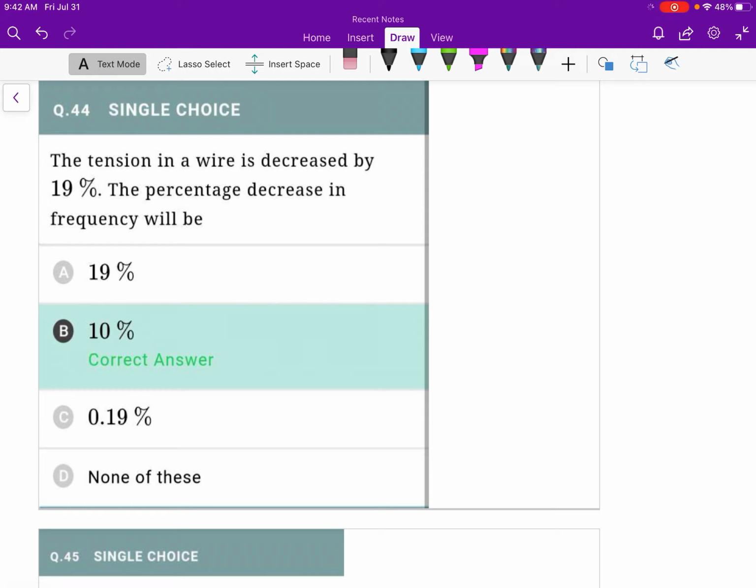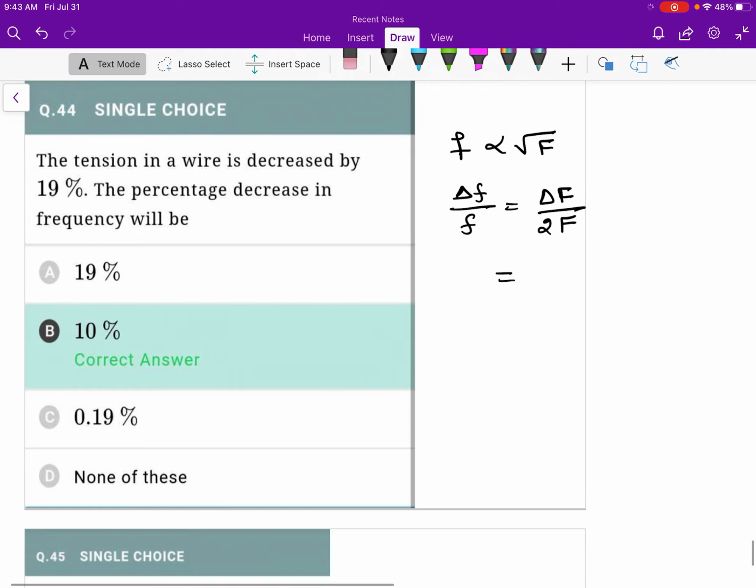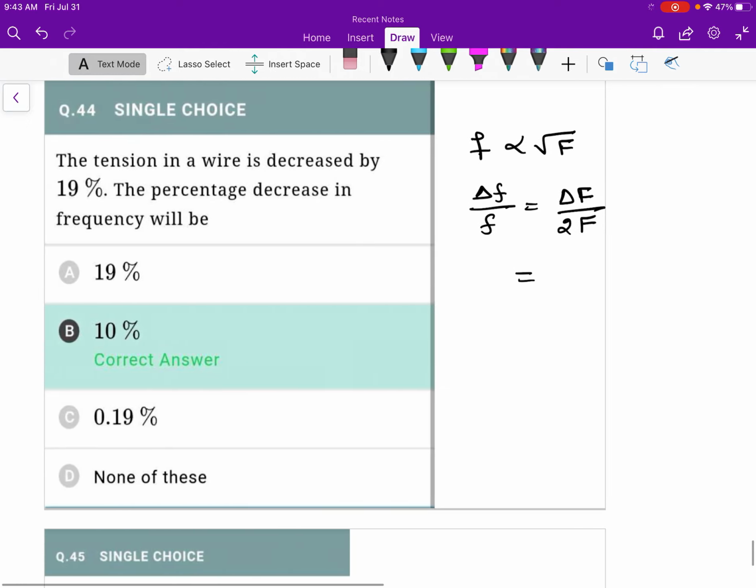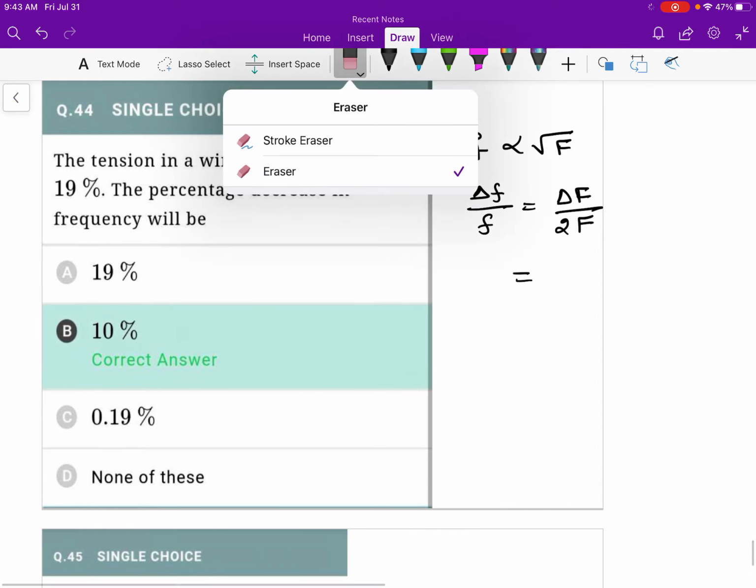The tension in the wire is decreased by 19%. The percentage decrease in frequency: frequency is proportional to under root F, so delta f by f is delta capital F by 2 capital F. Now decreased by 19%, we can't use the small error formula because the change is significant, so we'll solve it by the ratio method.